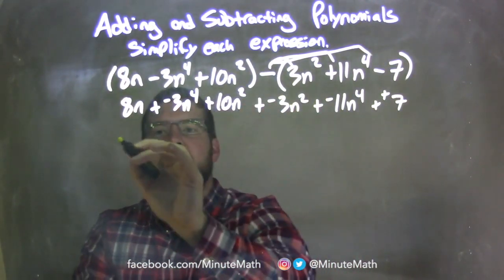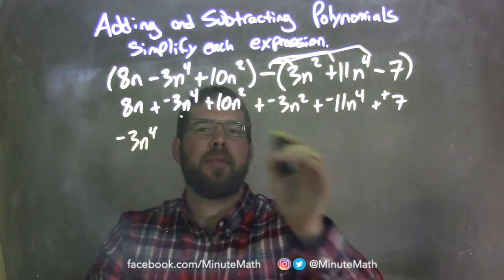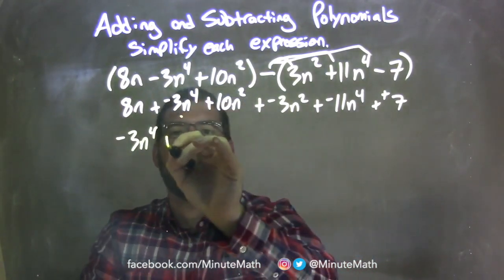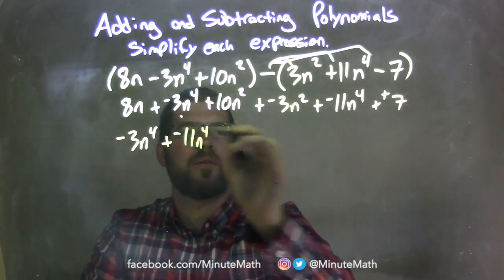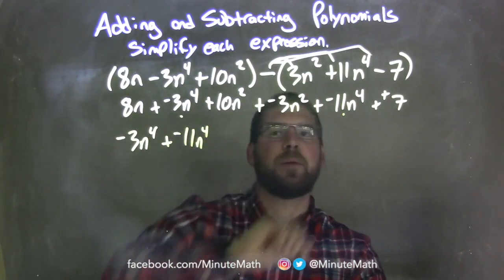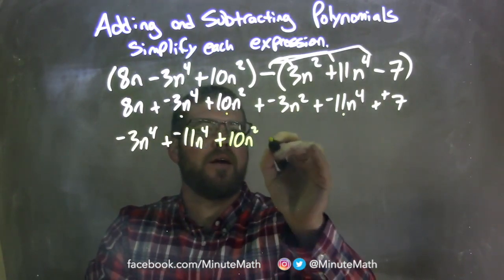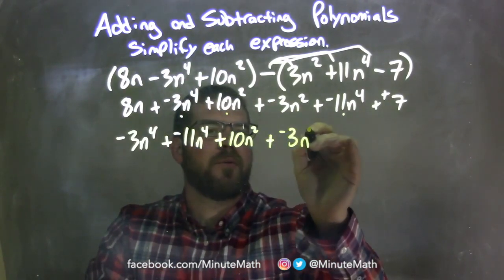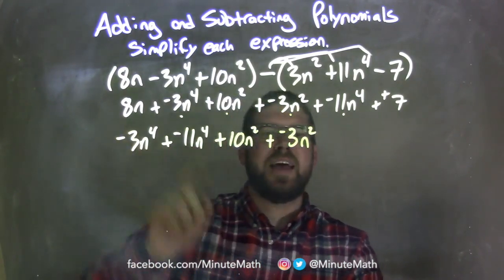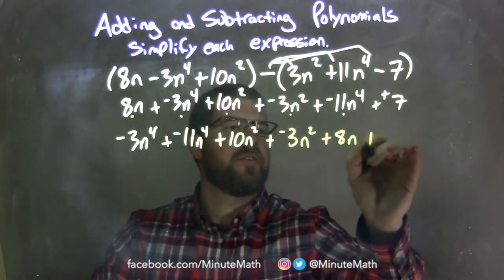So I have negative 3n to the fourth. Fourth degree is the highest I see here. Put a dot there to mark that I've brought that down. Negative 11n to the fourth here, so I have plus a negative 11n to the fourth. Put a little dot right there to show that I brought that down. Now the next highest degree is the second power, so I'm going to add a 10n squared. Dot right there, and plus negative 3n squared here, put a dot right there. Then the next highest degree is just the 8n, so we have plus an 8n here. Boom. And then plus a 7 at the end.